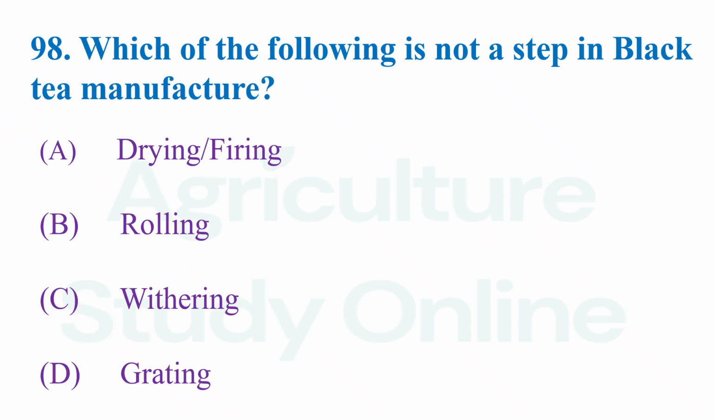Question number 98. Which of the following is not a step in black tea manufacturing? So the main steps in black tea manufacturing are withering, that is, it reduces the moisture and makes leaves soft. Rolling means it will break the cells and release enzymes. Then fermentation, like oxidation, which will develop the color and flavor. Drying, firing means it will stop the fermentation process and stabilize the product. But grating is not a part of tea processing. It is used in food processing, like grating of cheese, vegetables, not tea. So correct option is D, that is grating.